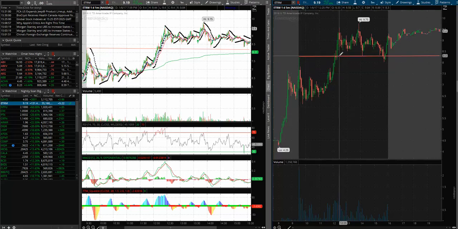Once it broke this, I would have used this as my stop loss. And if you notice, it broke it. It dipped below for a second, but then it gapped up, and it went from 8.32 all the way to 9.57. You could have made some nice money. And as soon as it reversed, you take your money.